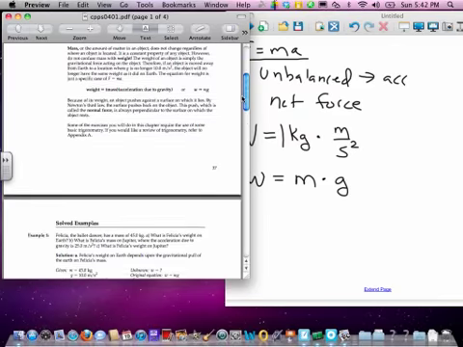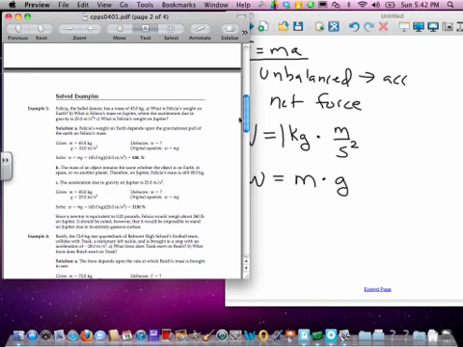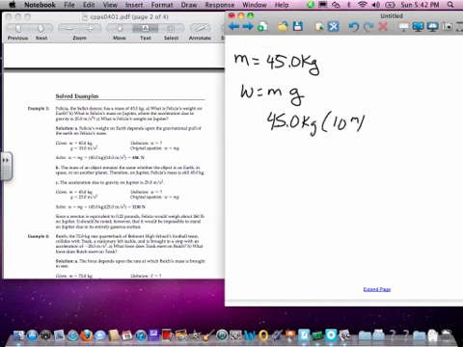All right, let's slide this down a little bit. Let's work through a couple of examples here. So we have our first one. It says Felicia, the ballet dancer, has a mass of 45 kilograms. Mass 45 kilograms. Want to know what her weight is? Well, weight is mass times gravity. 45 kilograms times 10 meters per second squared. Of course, that's going to be 450 newtons.